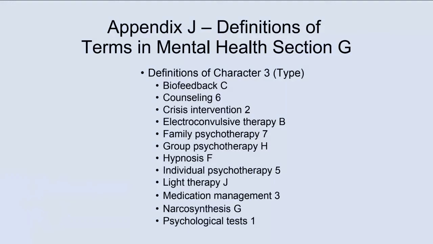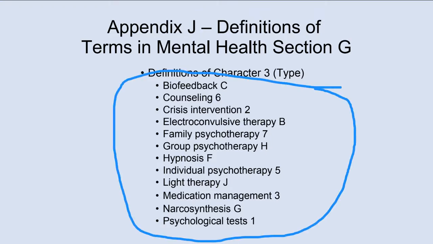Appendix J also includes definitions for character 3 in the mental health section. So you have biofeedback, counseling, crisis intervention, electric convulsive therapy, family psychotherapy, group psychotherapy, hypnosis, individual psychotherapy, light therapy, medication management, narcosynthesis, and psychological tests. So these are all defined in here. These terms are main terms in the index. So once you figure out which one it is, you can look up that term in the index, and that will give you the code.